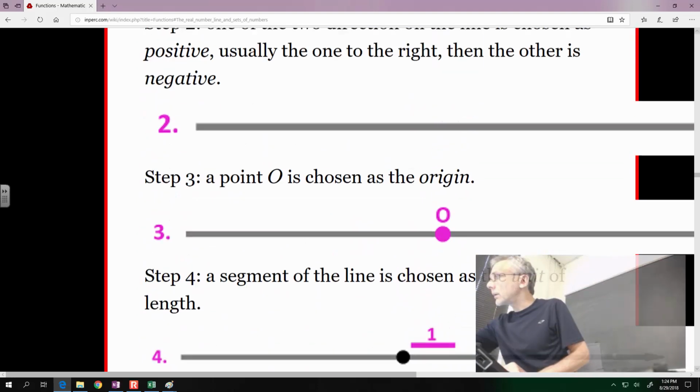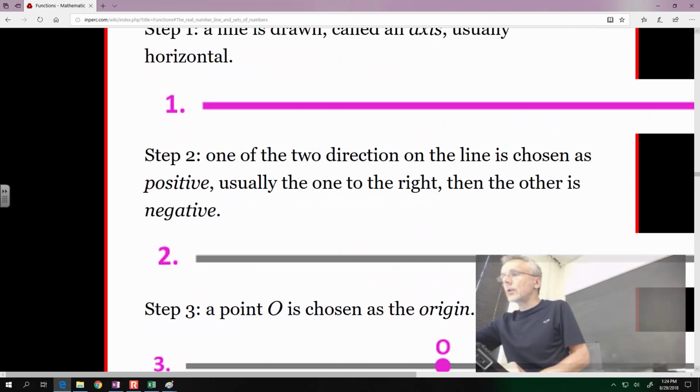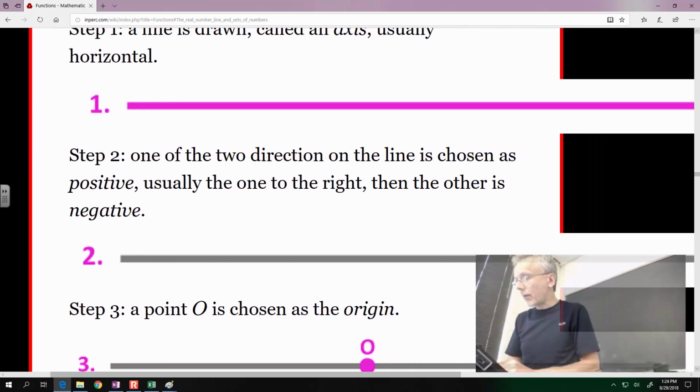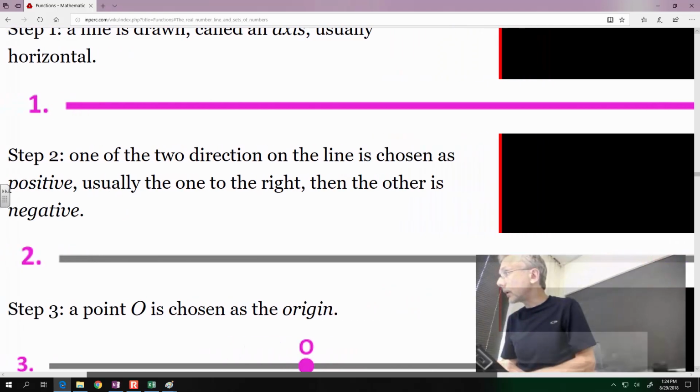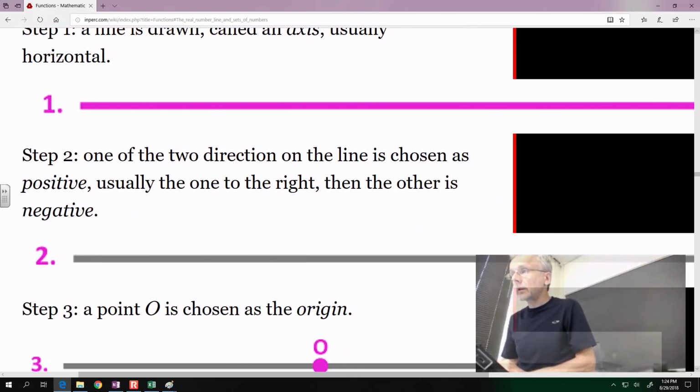Go. Okay, so this is a visualization of what? Of the number line. The visualization of the number line. So it is literally, as what you see, a straight line. Okay, a straight line. That's the construction we start with.